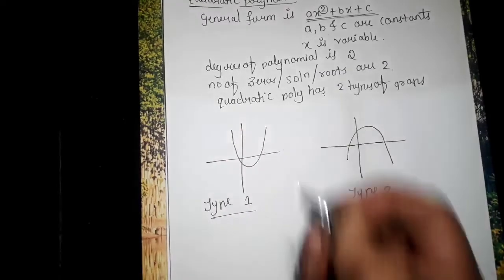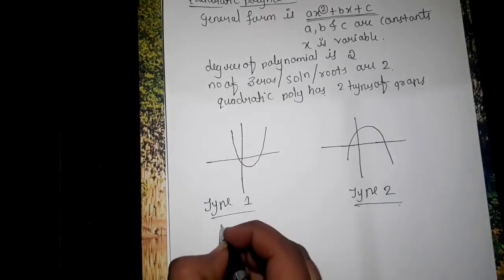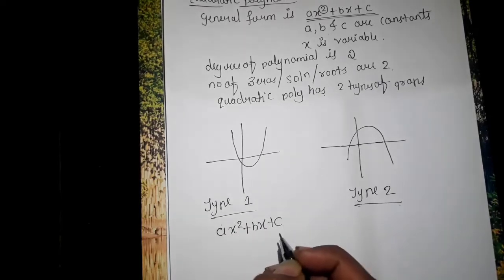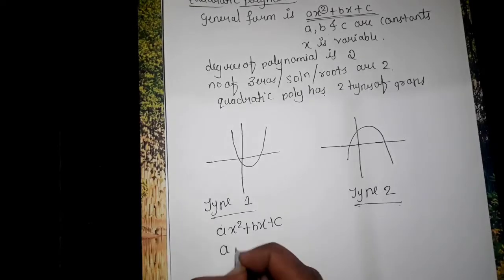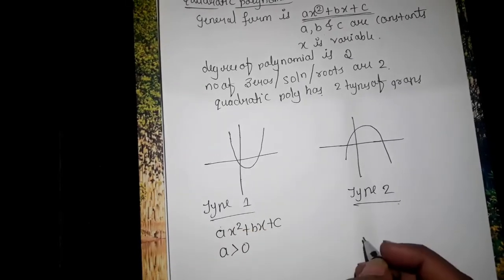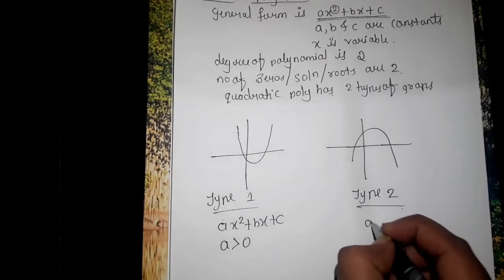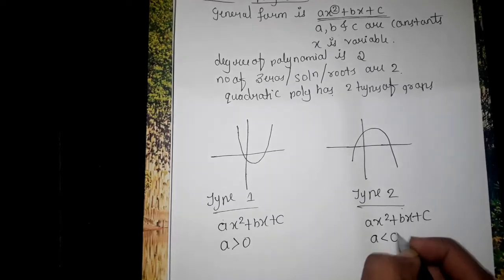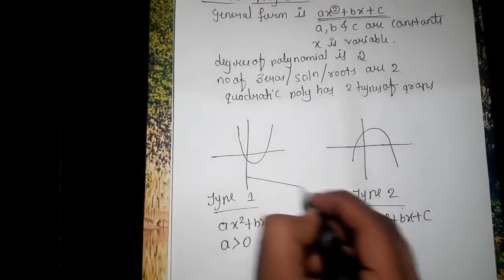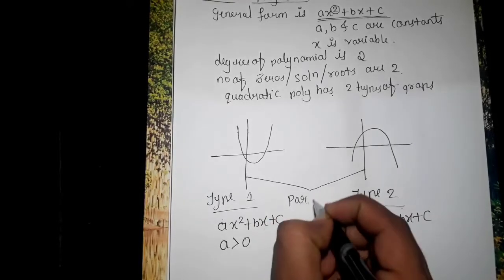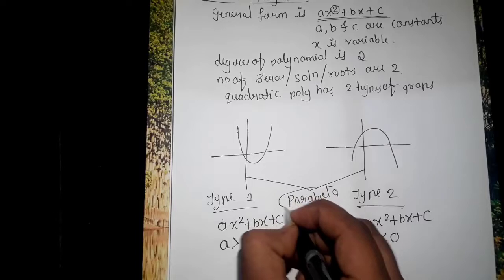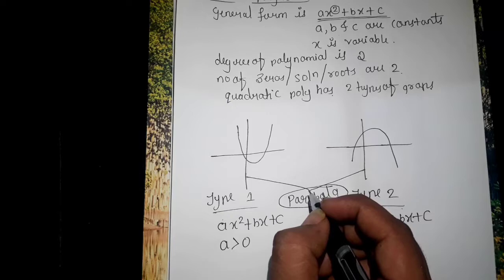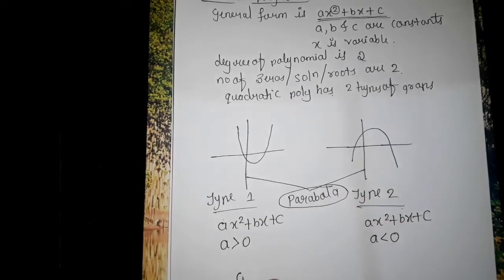Type 1 is possible only when in ax square plus bx plus c, a is greater than 0, and type 2 is possible when in ax square plus bx plus c, a is less than 0. These types of shapes are called parabola. These types of graphs are possible only in quadratic polynomials.